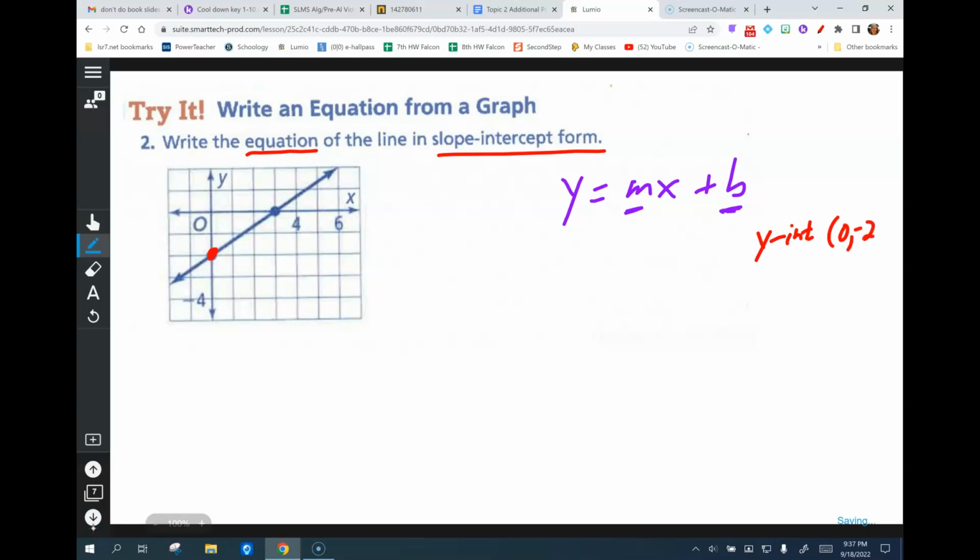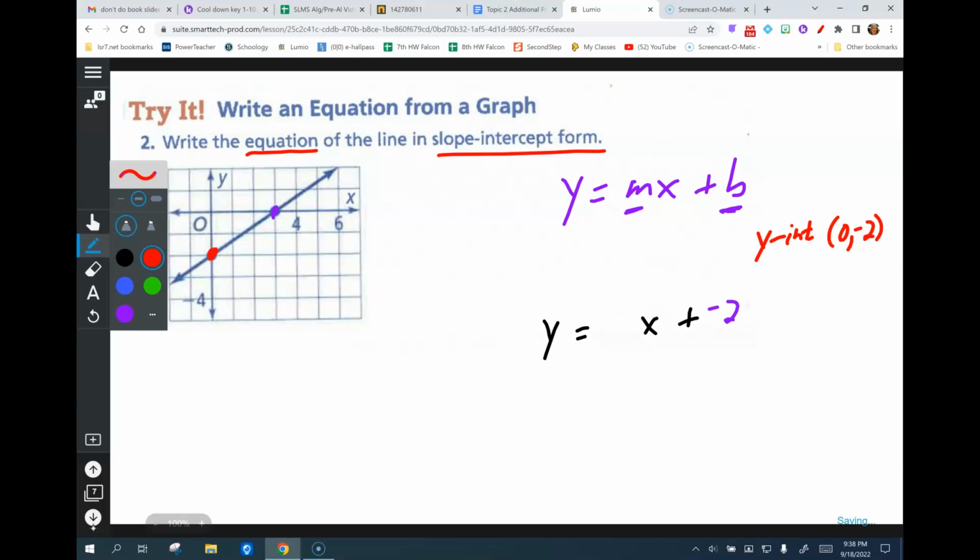So 0, negative 2. So far our equation is y equals, we're going to have an x, and now we're going to fill in our numbers. So b is negative 2. I know that can be a minus. Just relax.